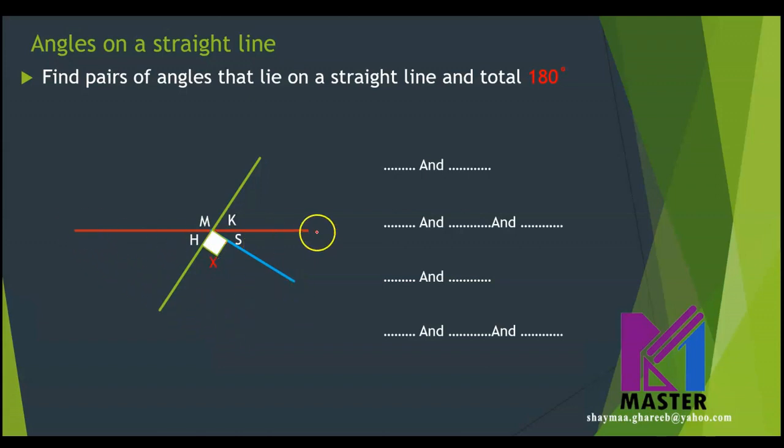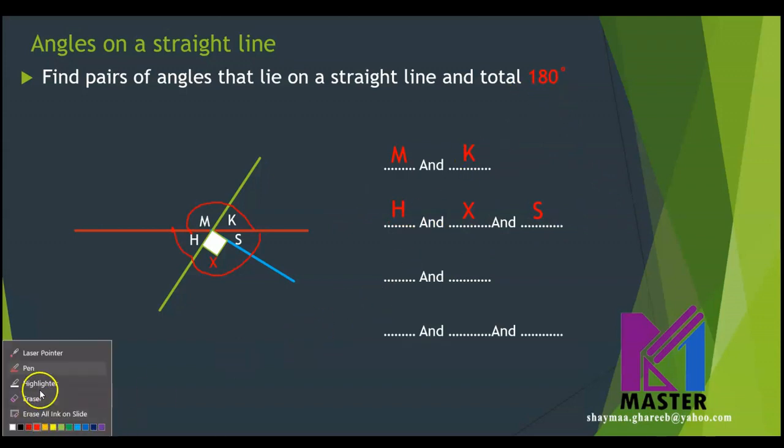First, let's look at the red line. How many angles do you see on it? Two angles, which are M and K. So the sum of M and K equals 180 degrees. Now let's look below the red line. How many angles can you see below the red line? I have three angles below the red line, so I have angles H, X, and S. The three together equal 180 degrees.